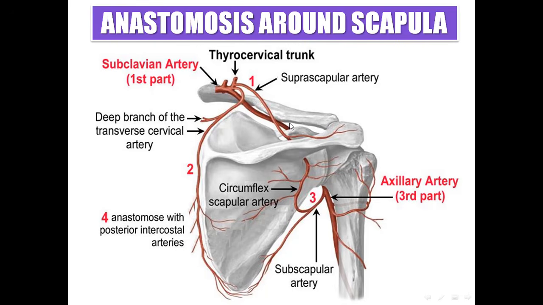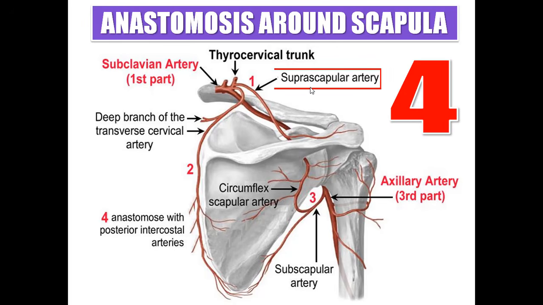Then we'll talk about anastomosis around the scapula. This is the scapula. I see 1, 2, 3 arteries, 3 major arteries forming anastomosis around the scapula, and we can add a 4th one. So arteries taking part in the anastomosis around the scapula are, this is the first one, suprascapular artery.